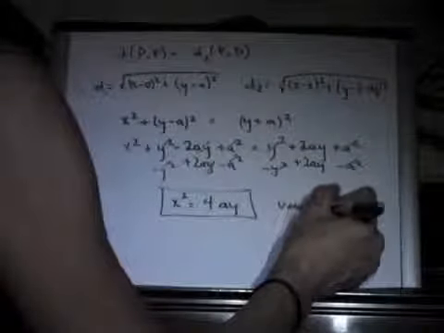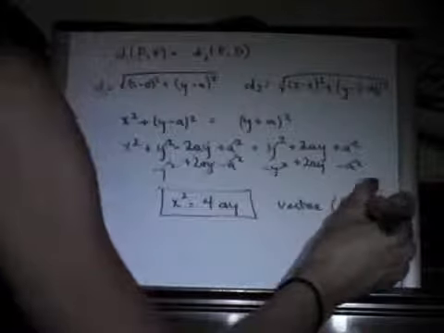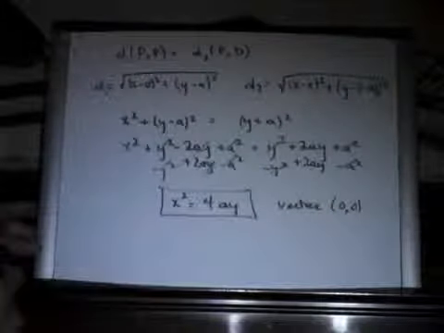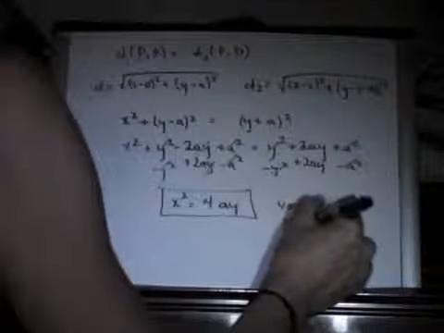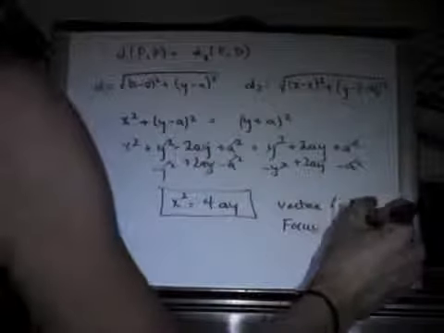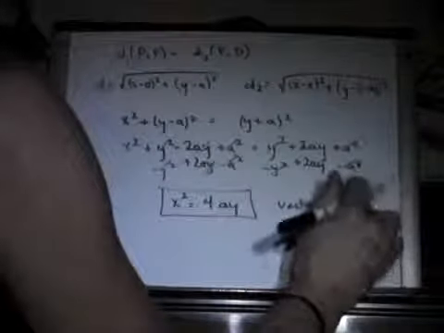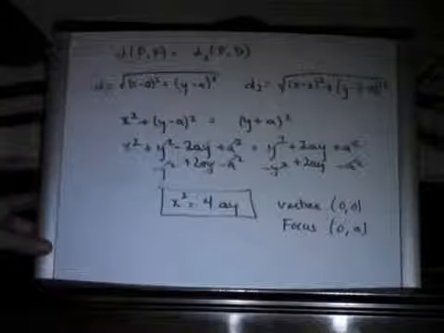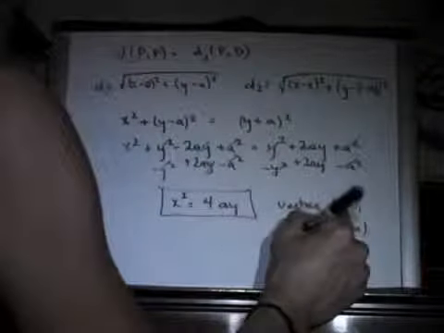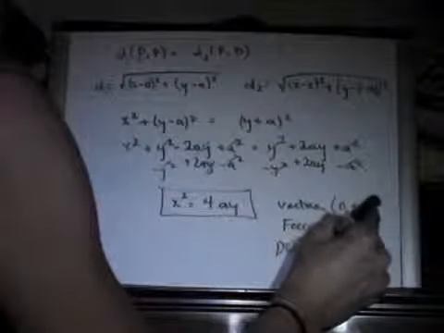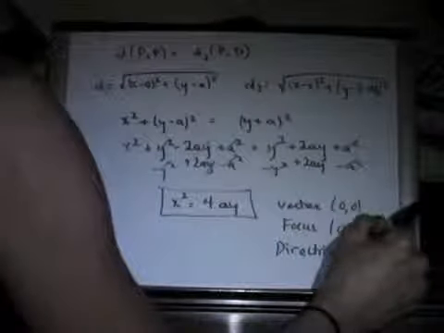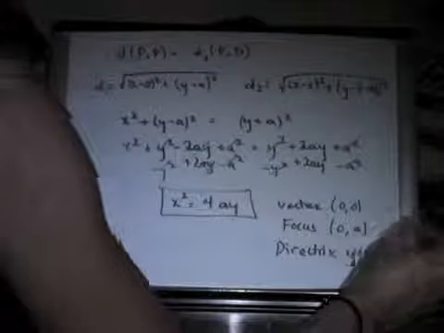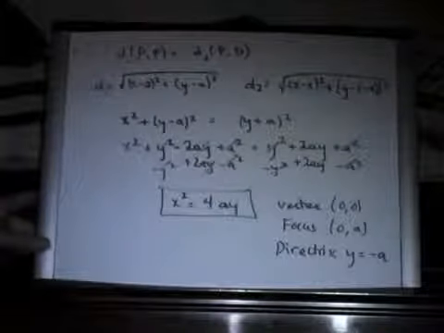And this is our standard formula for the equation of a parabola with the vertex situated at the origin, which is at (0, 0), a focus point situated at the ordered pair (0, a), and a directrix line situated at the horizontal line y is equal to negative a.